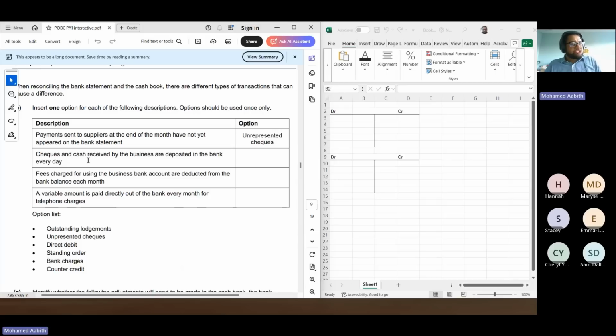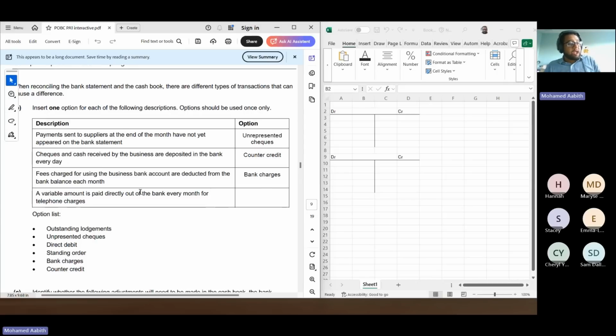Next one: checks and cash received by the business are deposited into the bank every day. We call that a counter credit because we go to the counter and credit them there. Bank fees charged for using the bank account are deducted from the bank every month. You obviously know that's going to be your bank charges. These marks are very critical, guys. They all add up. So make sure you go through your checklist, saying which one is absolutely matching with that one.